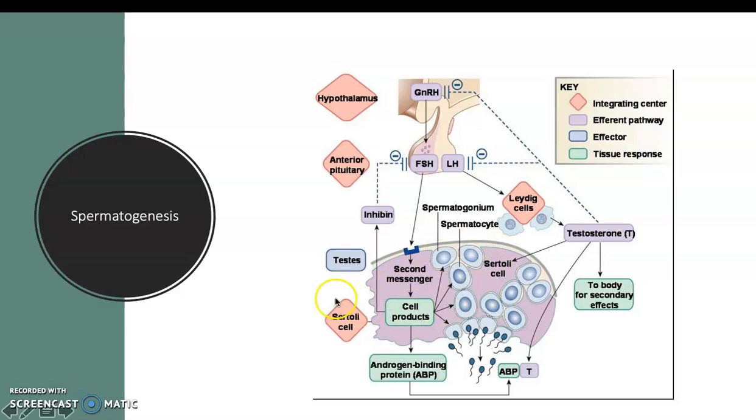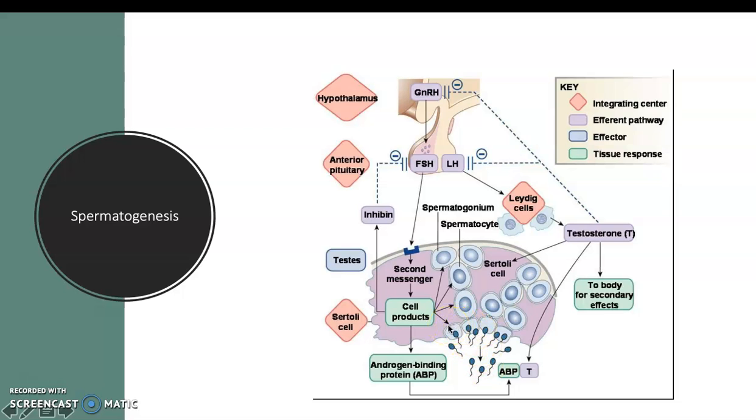As you can see, when it's released, FSH goes through a second messenger system, and it does in the end have androgen binding protein, which will also work with testosterone. And what this does is it will mature sperm cells, and after I think it was about 12 or so days, the sperm cells will be mature after going through the epididymis. So you can see spermatogonium, spermatocytes, and then the sperm with the flagellum, which allows them to move.